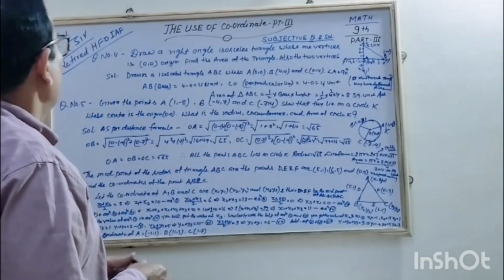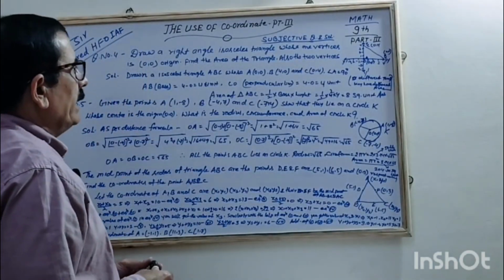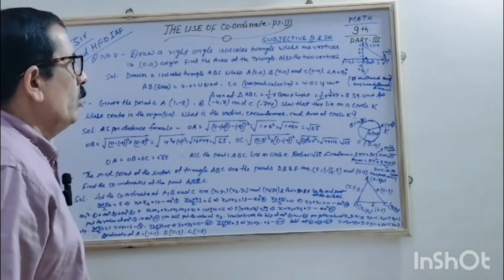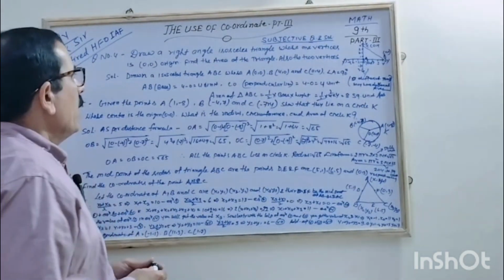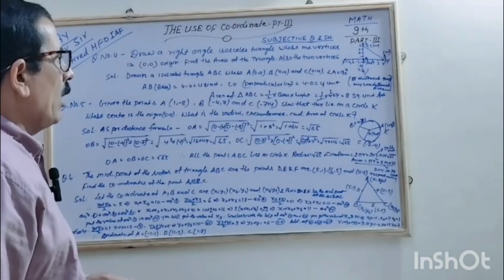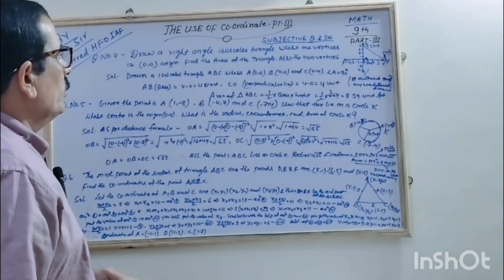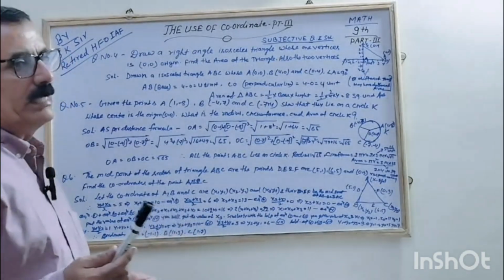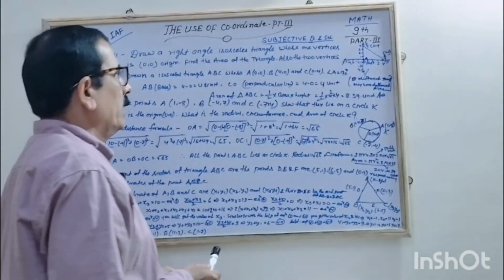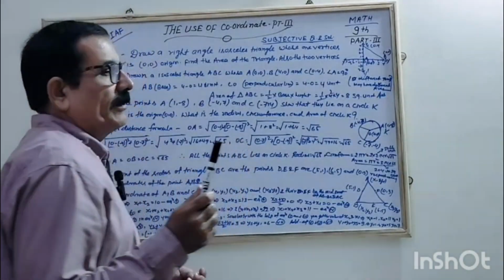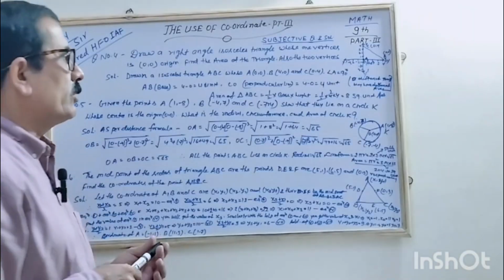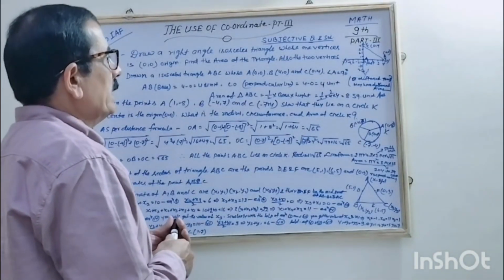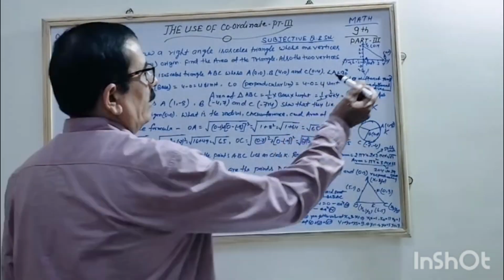Question number 4. Draw a right-angled isosceles triangle, one of whose vertices is 0, 0, that is the origin, and find the area of the triangle. Also, the coordinates of the two other vertices are to be found out, correct? So whatever triangle we draw, it should be a right-angled isosceles triangle with one vertex at 0, 0. So I have drawn it here.